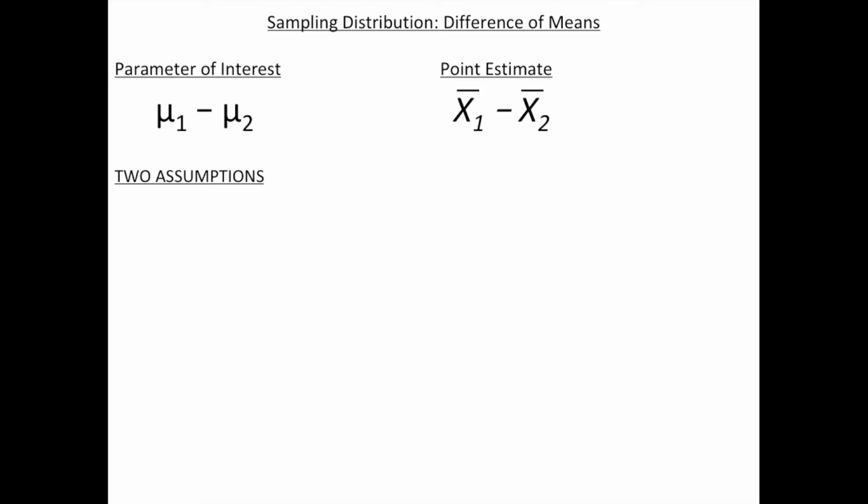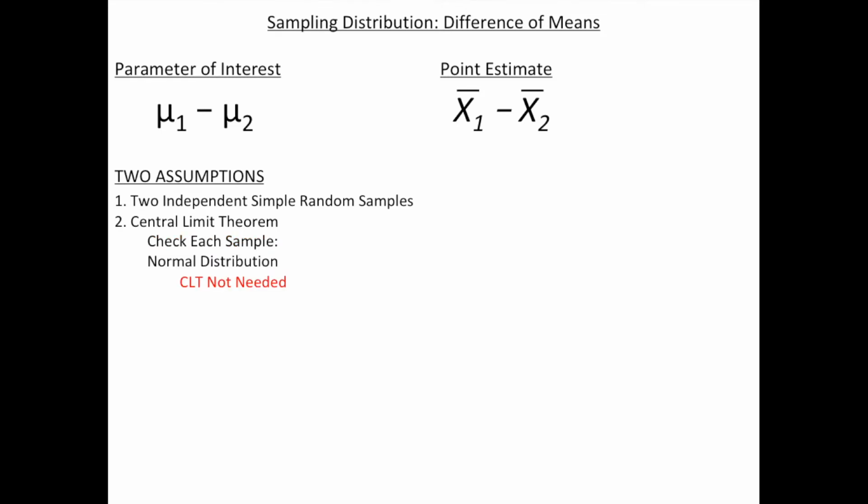In these problems you need to check that there are two independent simple random samples, and then you need to check the central limit theorem for each sample. If your population is normally distributed, the central limit theorem does not apply. However, if it tells you the population is heavily skewed, you need to check that the sample size is greater than or equal to 40. And if it does not specify the distribution, the sample size needs to be greater than or equal to 15.